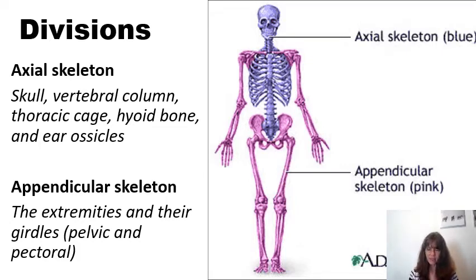The appendicular skeleton refers to arms and legs, which are appendages or extremities, and the girdles that hold them on to the axial skeleton. There is a pectoral girdle for the upper extremities and a pelvic girdle for the lower extremities.